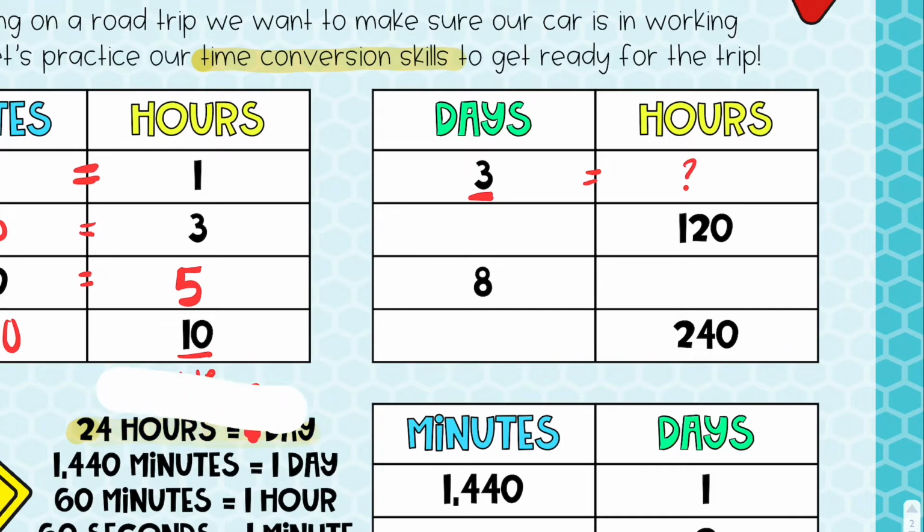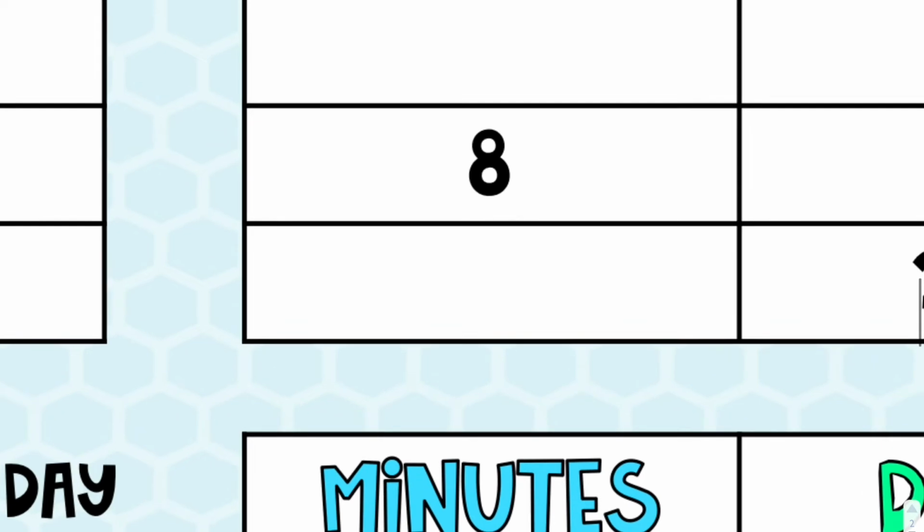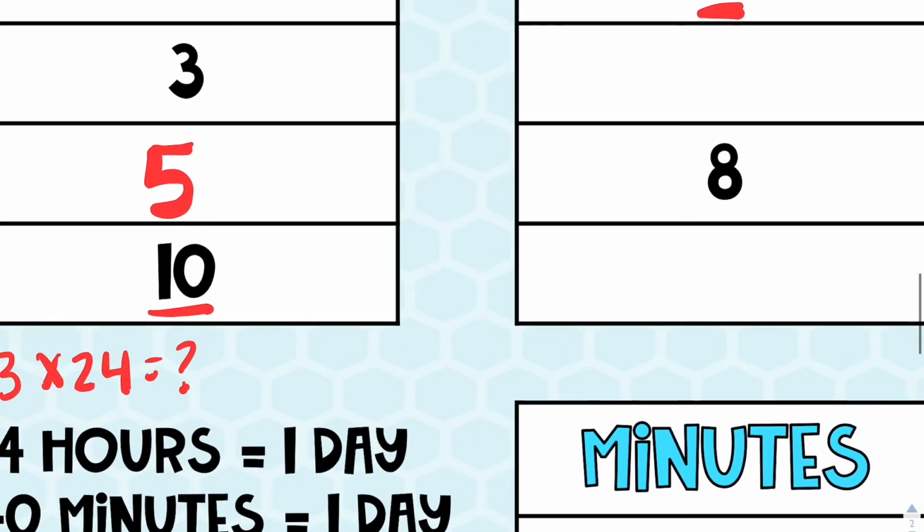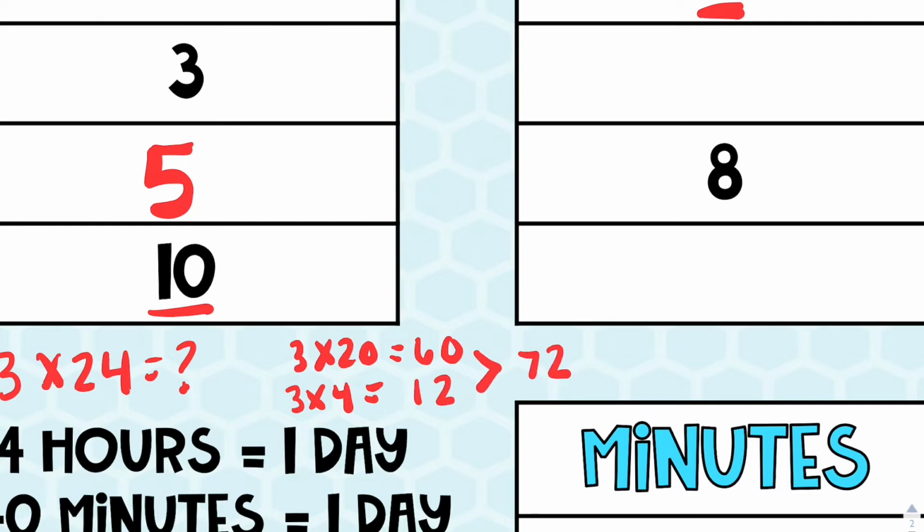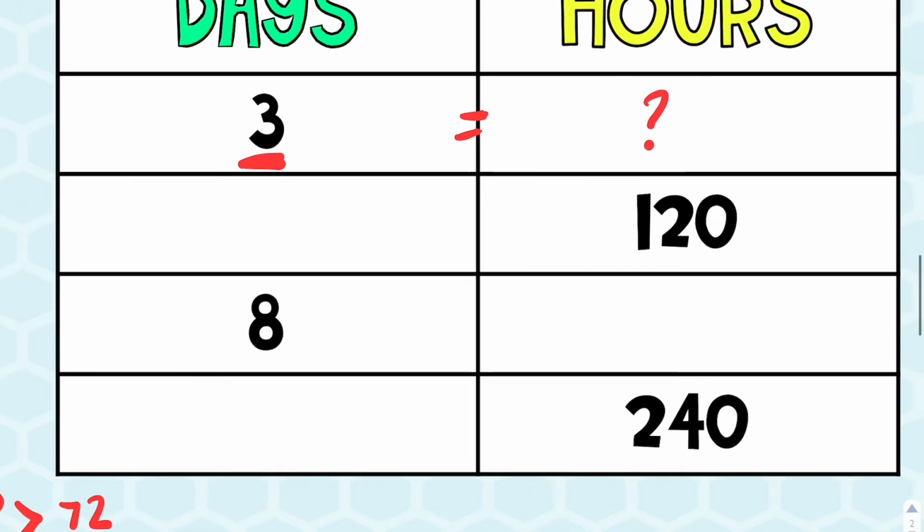And so I'm going to have to multiply that by 24 to have the same value. So 3 times 24, you can use area model to solve this, or you can use partial product, which is what I'm about to use here. I know that 3 times 20 is 60, and I know that 3 times 4 is 12. And when I add those two partial products together, I get 72. So I know that 3 days is equivalent to 72 hours.